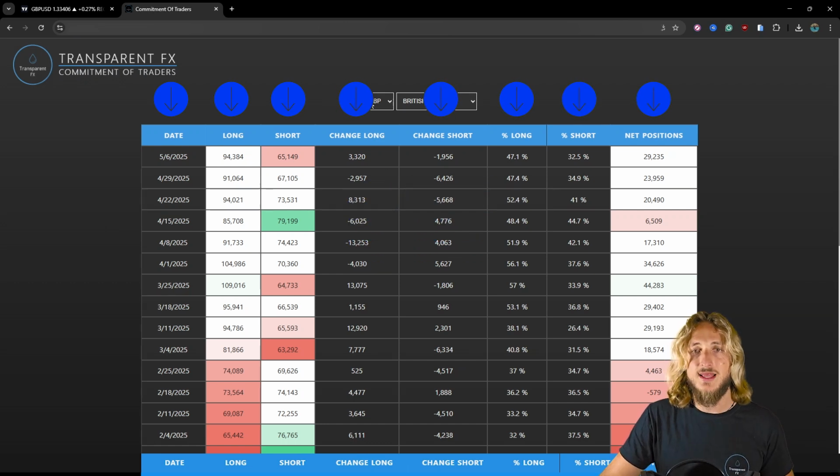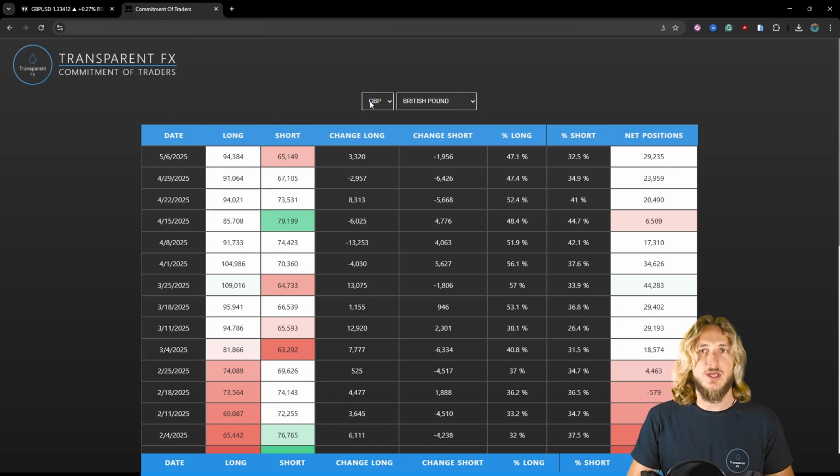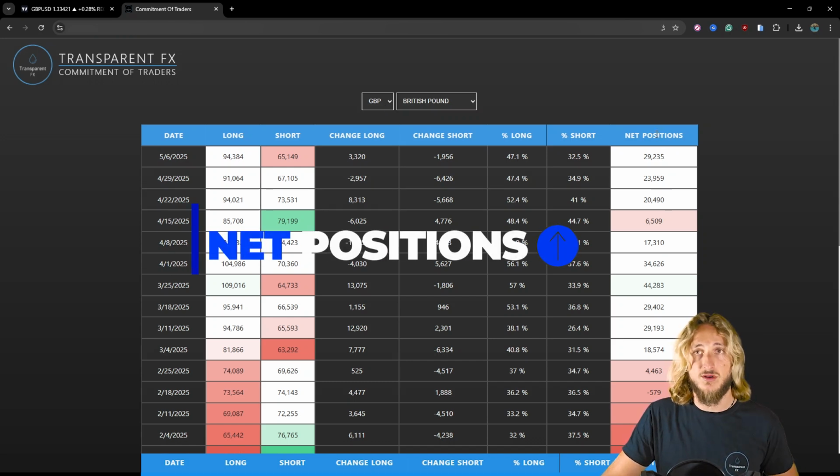Now, if we're looking at the data for the GBP, the first thing that we have to keep in mind is that we are already looking at GBPUSD because all currencies on the spot are traded against the USD. So by looking at the data at the GBP, we are already looking at GBPUSD. And we can notice how institutions with the last reports have been increasing their net positions.